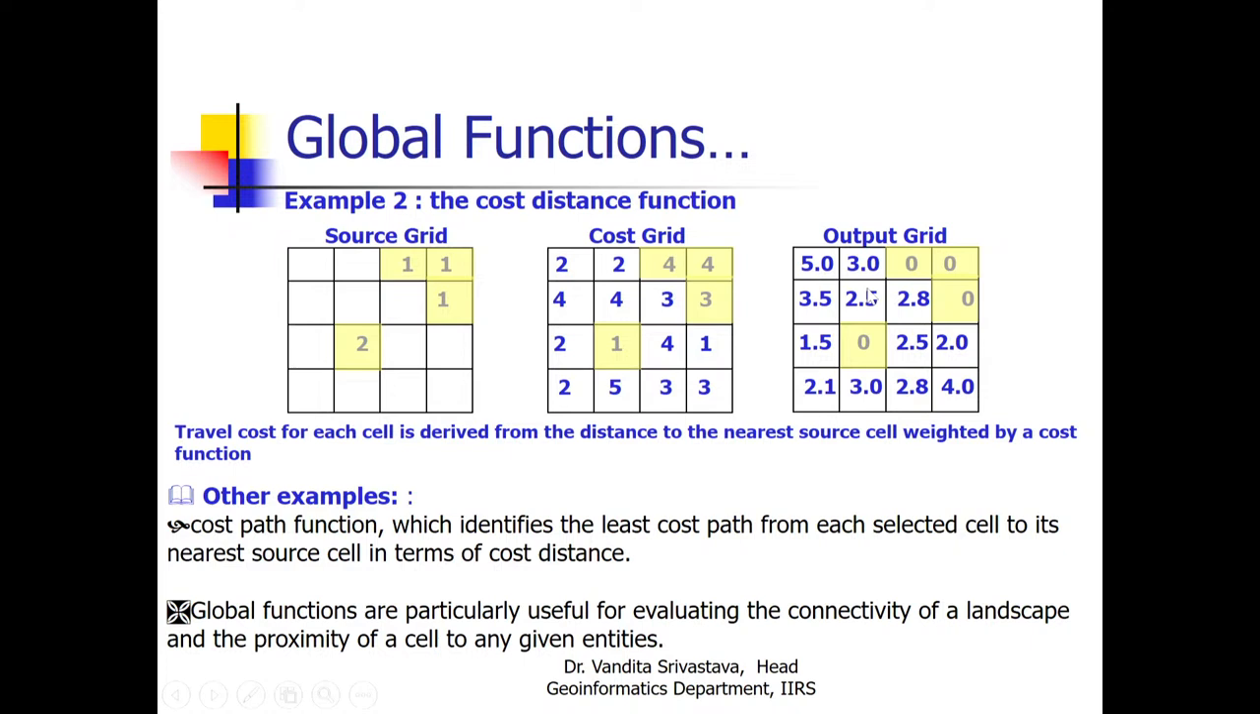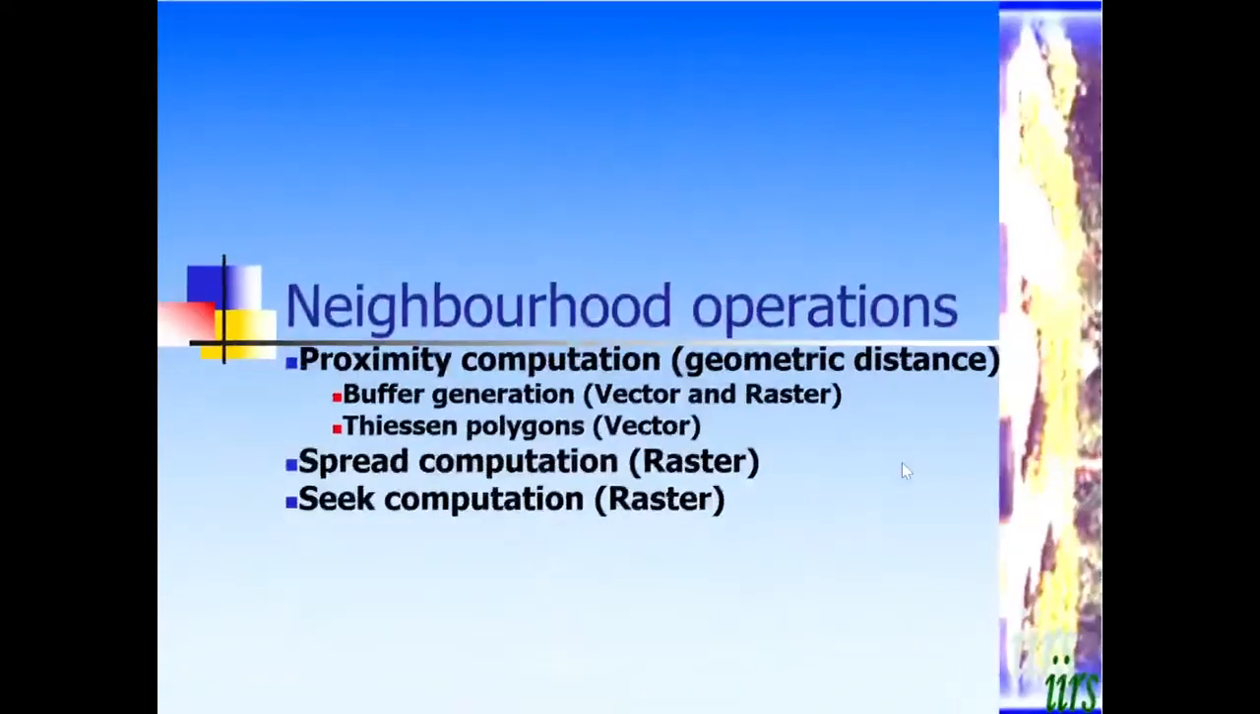That is how we make calculations globally. That is, global functions are calculated. You could also have a cost path function which identifies the least cost path for traveling from point A to point B. This has applications in many useful utility applications, and also in network analysis and connectivity operations. The global functions are also used in landscape analysis. So these are the global functions. So that was about raster functions.